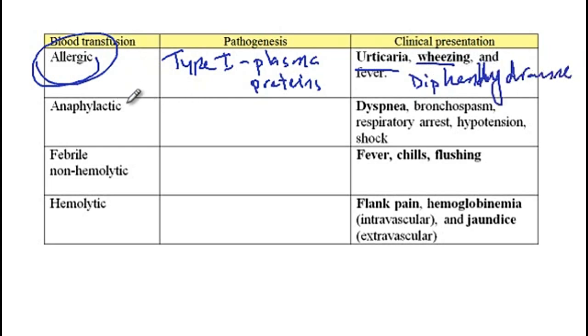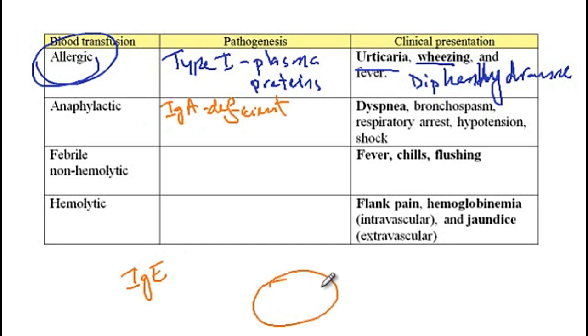The next type of reaction is the anaphylactic transfusion reaction, and this is seen in IgA deficient individuals. So what happens in IgA deficient individuals is that their body will start to form IgE antibodies against the IgA. And so once you transfuse them with blood products that contain IgA, so here is a mast cell with IgE receptors that are there. And as I mentioned, they have made IgE antibodies against the IgA.